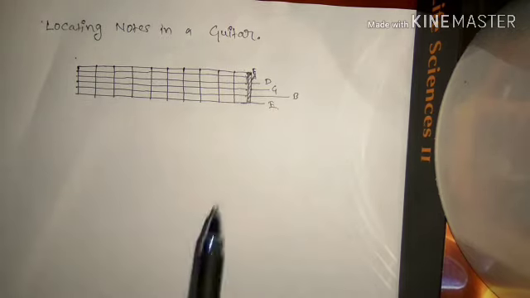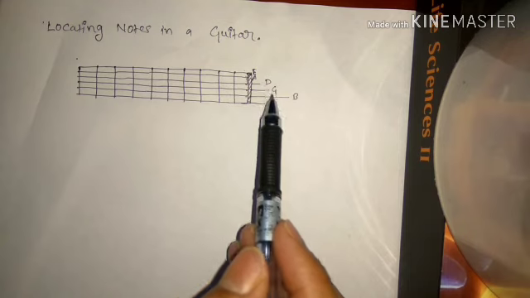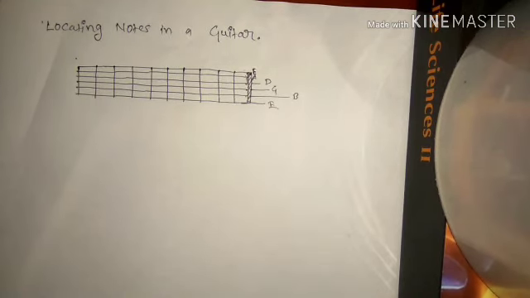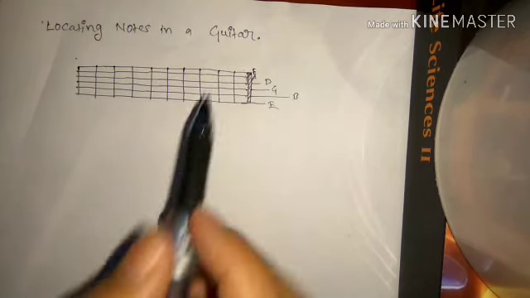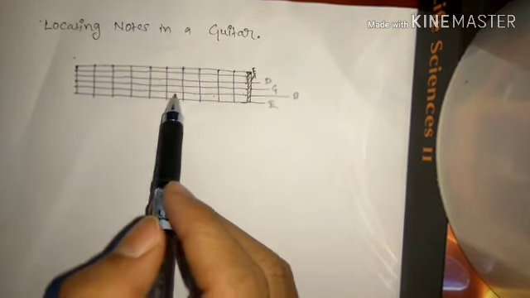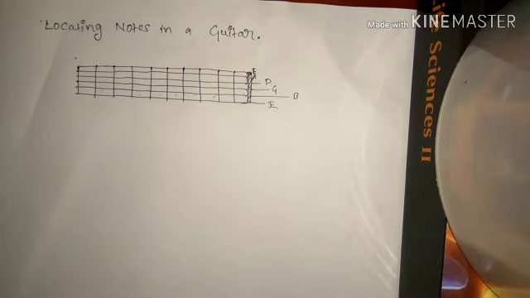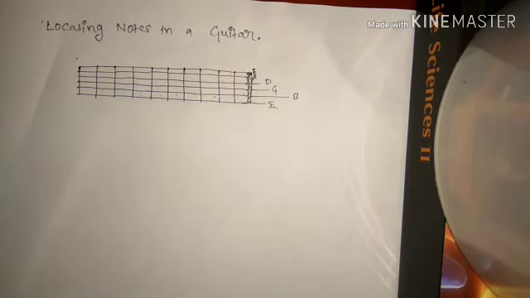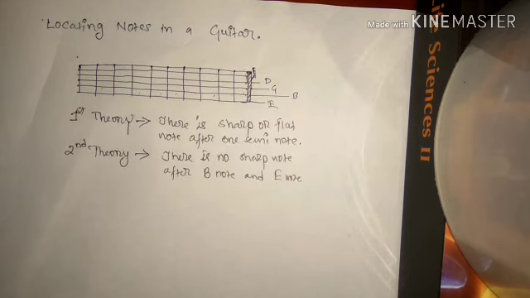This is the guitar fretboard and these are the strings E, A, D, G, B and E of the guitar. Like this is the fretboard: first, second, third, fourth, fifth, sixth, seventh, eighth, ninth, tenth. So here is how to locate the notes. We have some tricks to remember the location of notes on the fretboard. In order to know, we just have to know two theories or two steps.